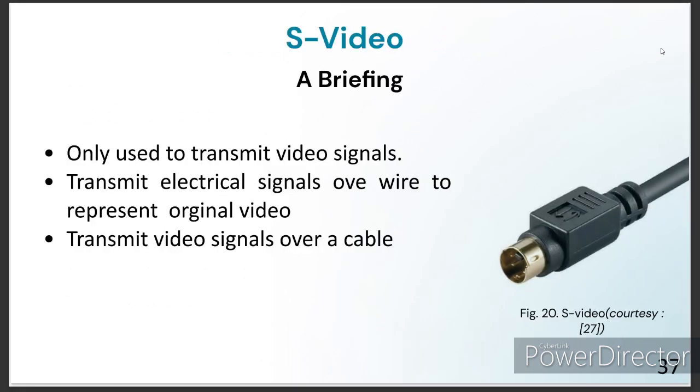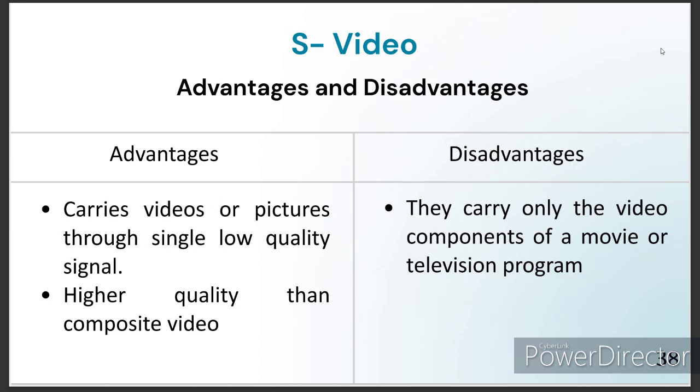S-video, known as separate video, is only used to transmit video signals. Transmit electrical signals over wire to represent original video. Transmit video signals over a cable. Advantages: carries videos or pictures through a single low quality signal, higher quality than composite video. They carry only the video components of a movie or television program.